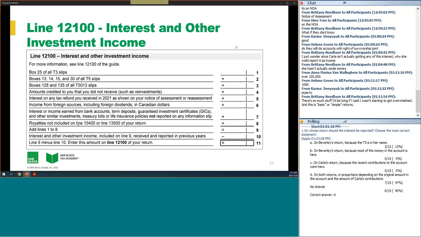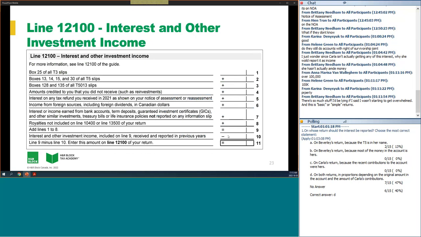So royalties from investment rather than from things that you invented are going to go on line 8. Interest from bank accounts, all of those other things. Treasury bill interest on line 7. Foreign income on line 6. CRA tax refund income on line 5. And then all of your slip income is going to go on lines 1, 2, and 3.